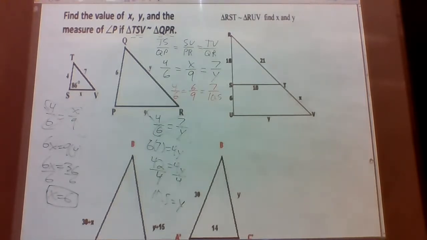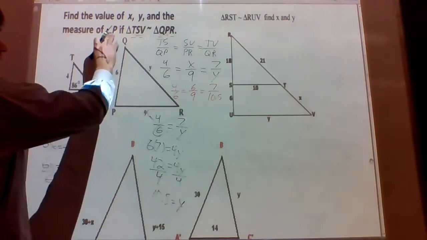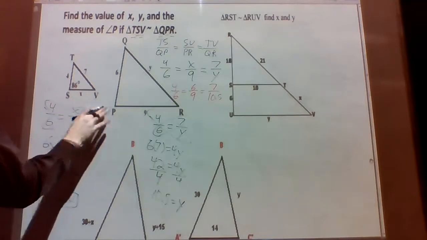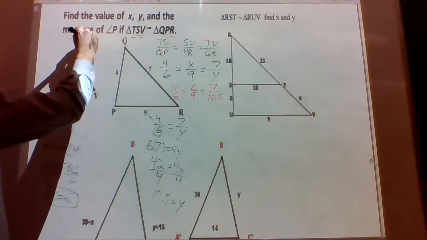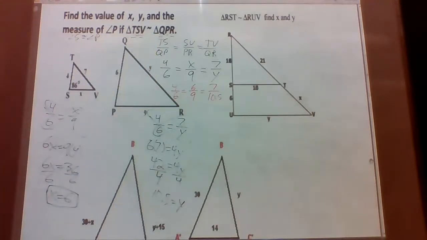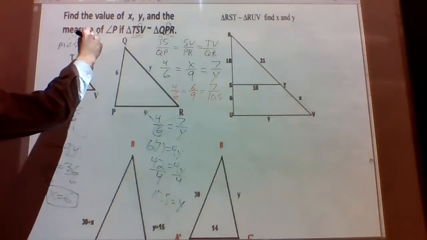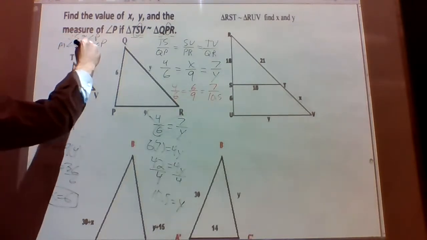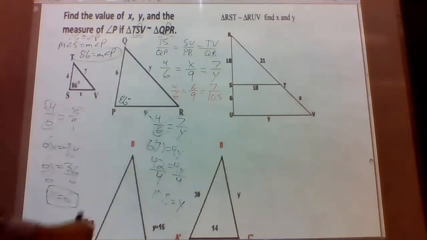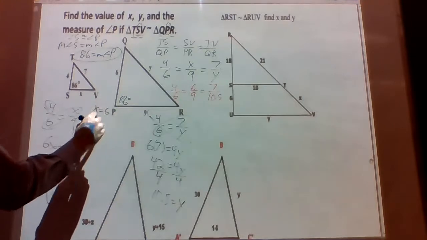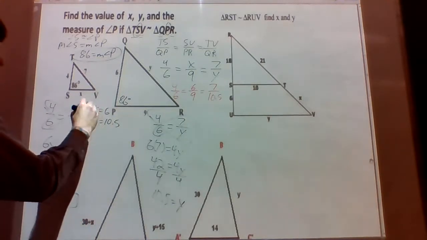Okay, the last thing we want to find is the measure of angle P. So it's telling us that angle S is 86 degrees. We know angle S is congruent to angle P because they're similar triangles. So the measure of angle S equals the measure of angle P. Therefore 86 is going to equal the measure of angle P. And then we said X was 6 and Y was 10.5.